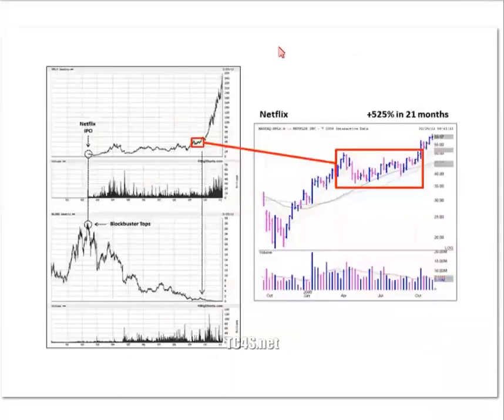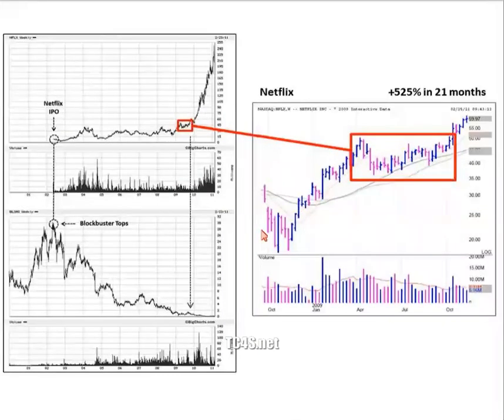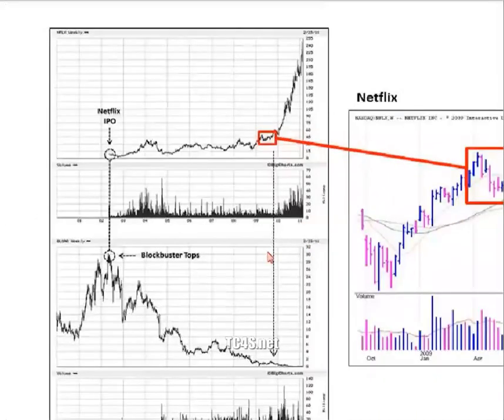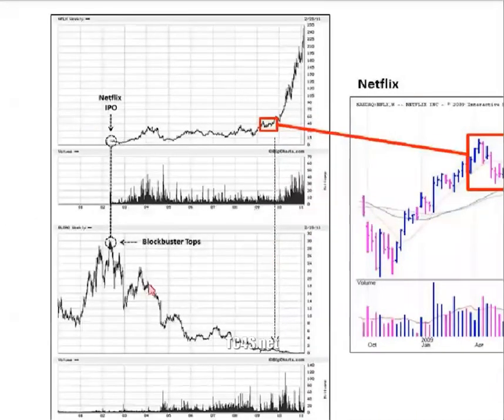Now, I always like this example, of course, and I talk about this in my book: Netflix. A few things that I think are interesting about this. Number one, let's just zoom up here a little bit and take a look at Netflix versus Blockbuster. First of all, you'll see that almost to the day that Netflix, which was the big competitor ultimately to Blockbuster, comes public, Blockbuster tops. Almost as if the money that was in Blockbuster was sucked out of Blockbuster and started going into Netflix, which was the new kid on the block and had the better business model.